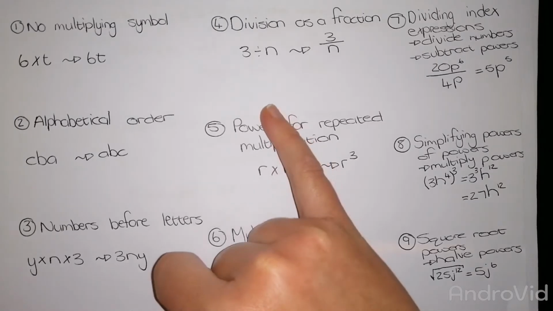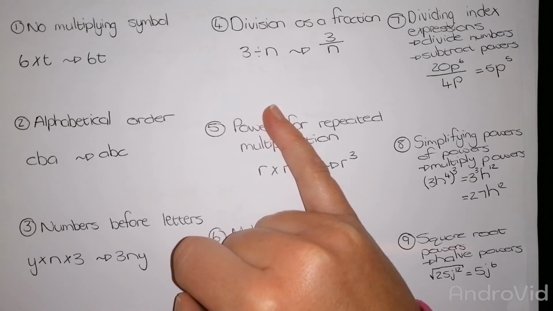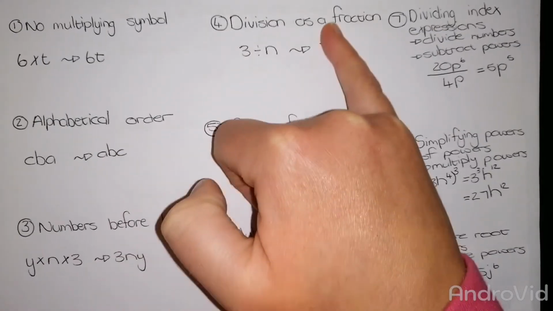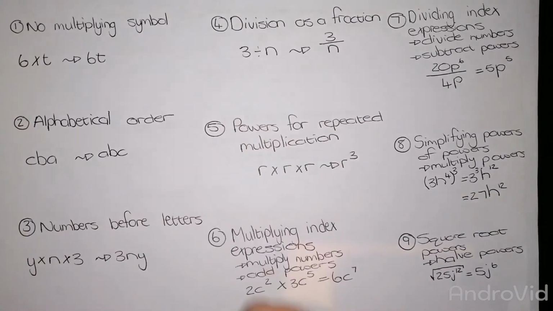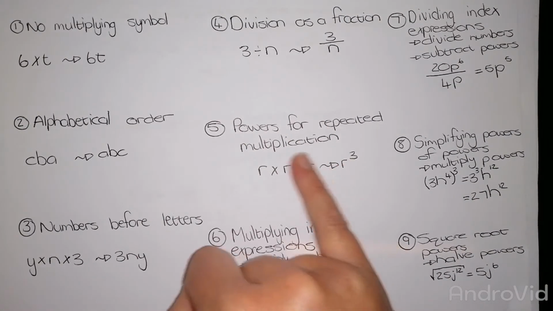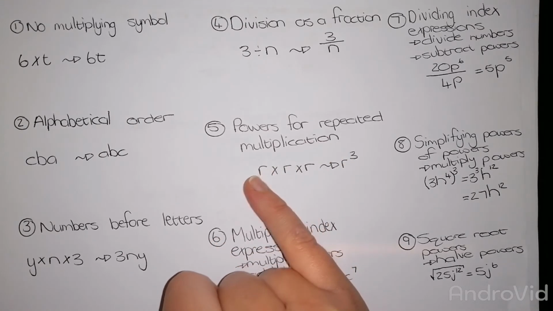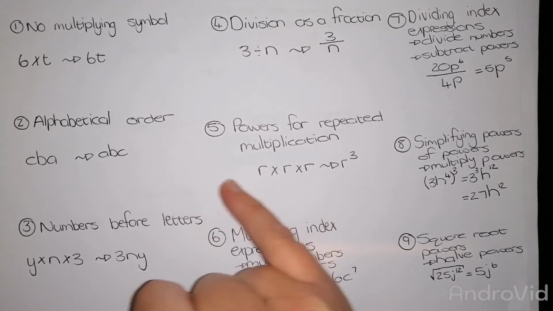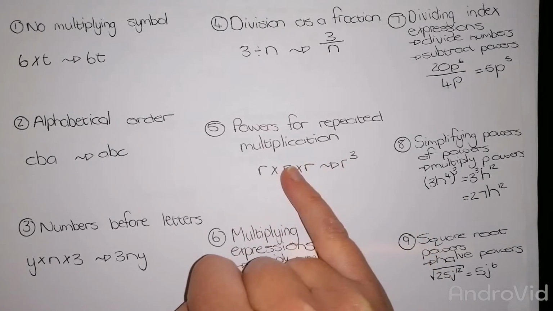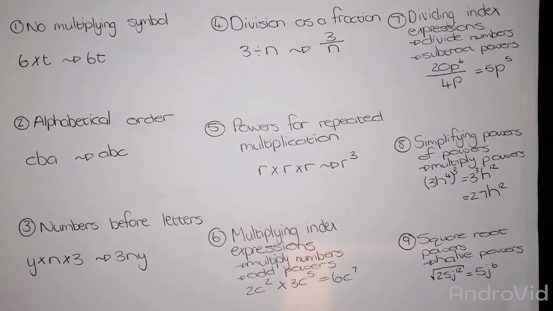Then we go into our fourth rule, which says division as a fraction. We always write a division in algebra as a fraction rather than next to each other. Fifth one is powers for repeated multiplication. Instead of writing the different terms multiplying each other, we write it as a power, and the power indicates how many times it is multiplied by itself.